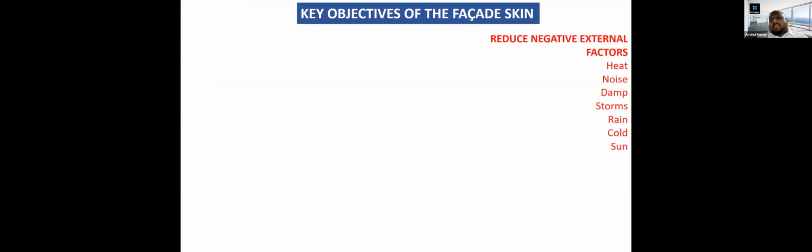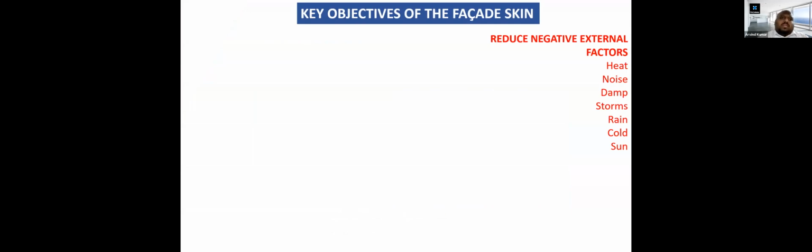And that's a very important factor which cements our reason to know more about curtain walling, because these are not only representing the local culture, but also talk about the international and local amalgamation of thought process. So what are the key objectives of the facade skin? We talked about this yesterday as well, and that doesn't change today. The most important aspect of the facade skin is to reduce the negative external factors.